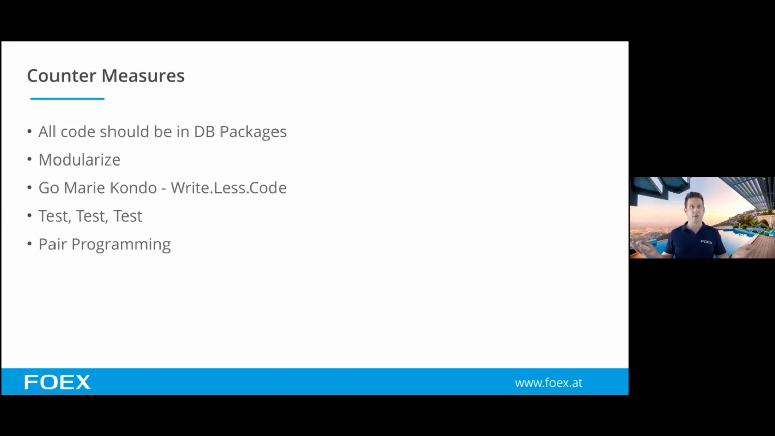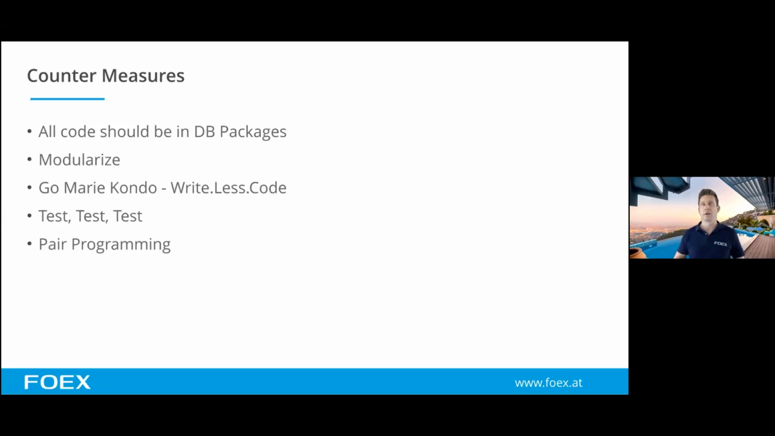Go Marie Kondo. I don't know if she's still a hype or not, but she's all about tidying up and minimalizing and everything. So write as little code as possible. You're using a low-code tool, so why should you write like 1,000 lines of JavaScript code? There might be easier solutions for that. Testing, of course, all kinds of tests. And pair programming is always good.